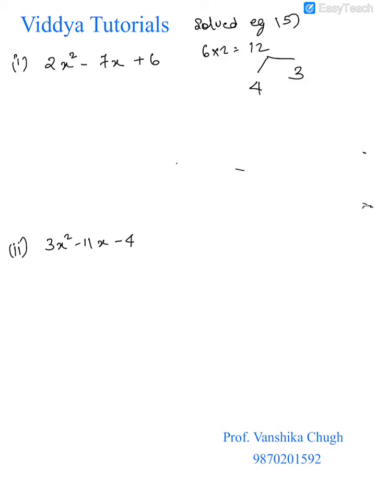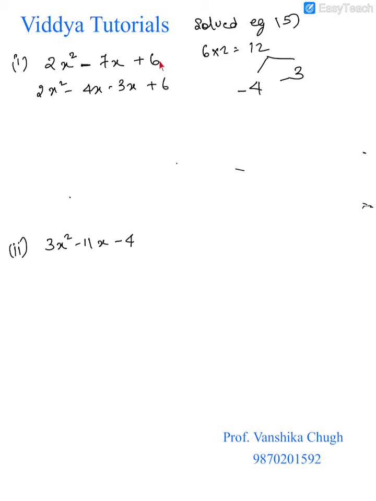So the sign, this sign will go with both the numbers. So it is minus 4 and minus 3. When it is a sum, the middle sign goes with both the numbers. When it is a difference, the middle sign goes with the greater number. So my splitting of the middle term is minus 4 and minus 3. So I copy down 2x square minus 4x minus 3x plus 6.